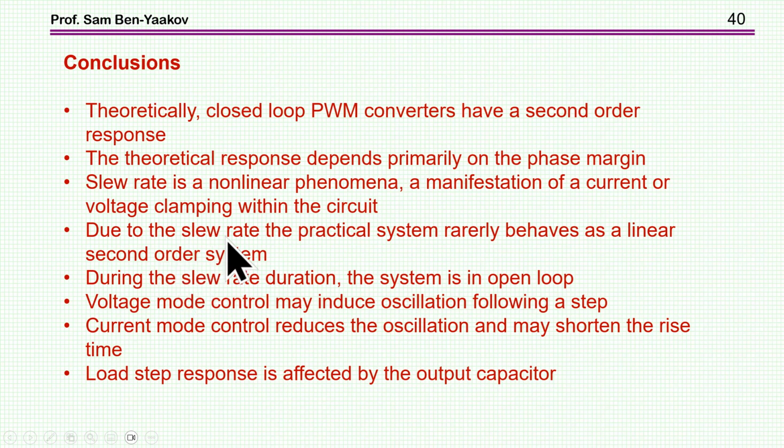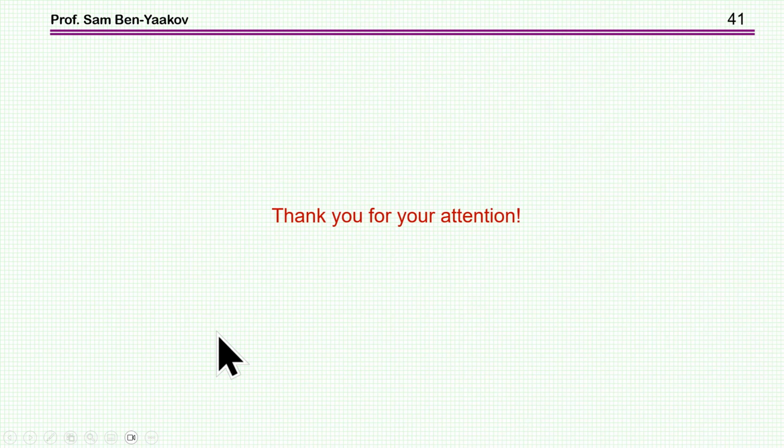Now, due to the slew rate, the practical system rarely behaves as a linear second-order system, only part of the time. During the slew rate duration, the system is really operating in open loop, and then voltage mode control may induce oscillation following a step, and current mode control reduces the oscillation and may shorten the rise time. And finally, load step response is primarily affected by the output capacitor, or I should say the ESR of the output. So this brings me to the end of this presentation.